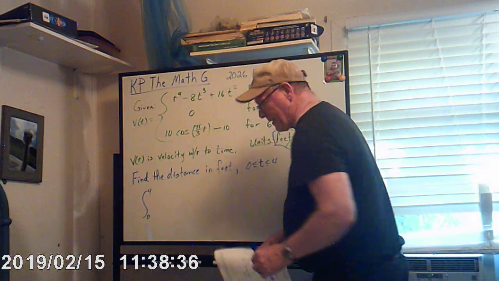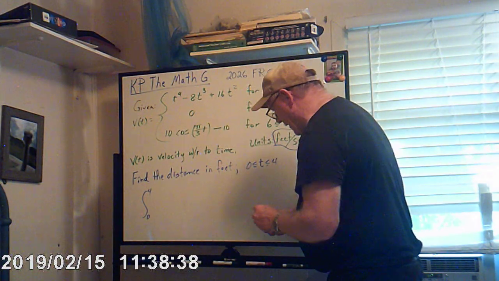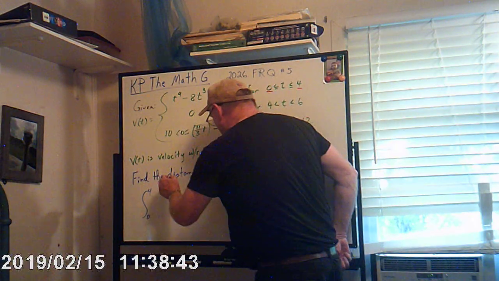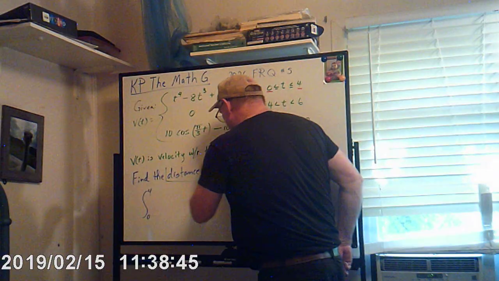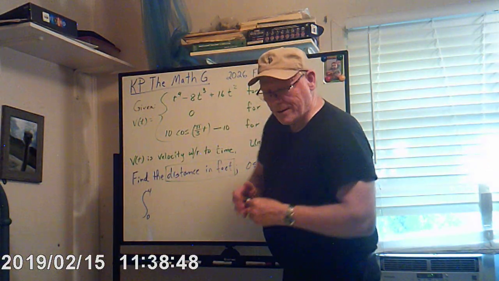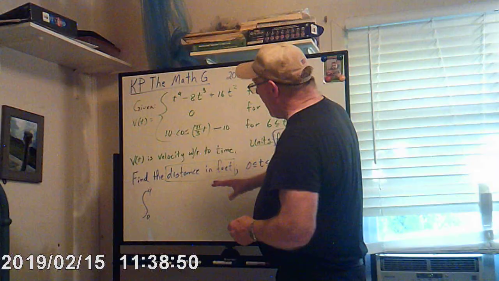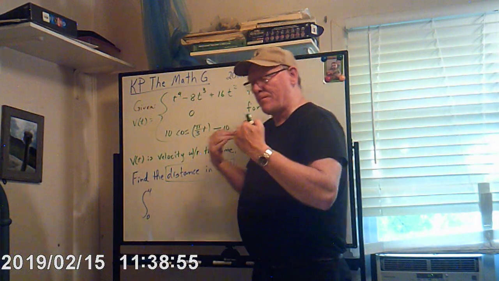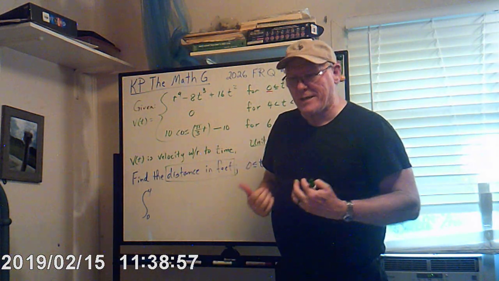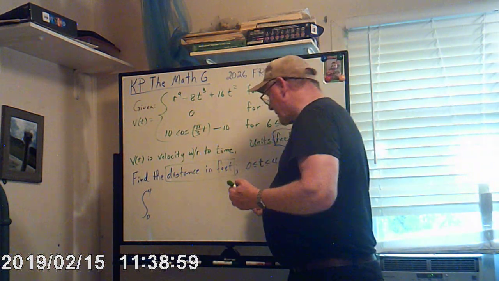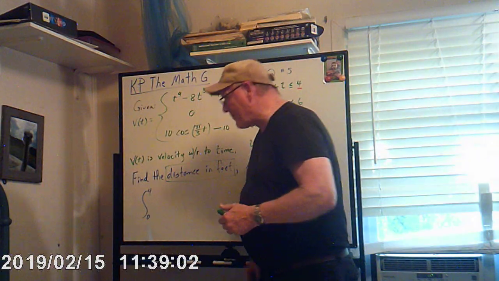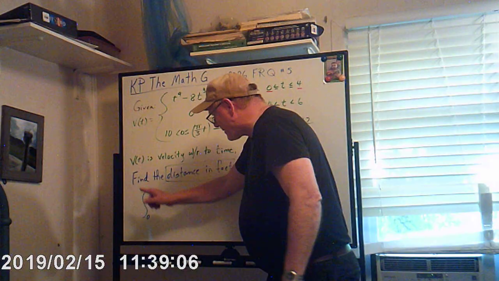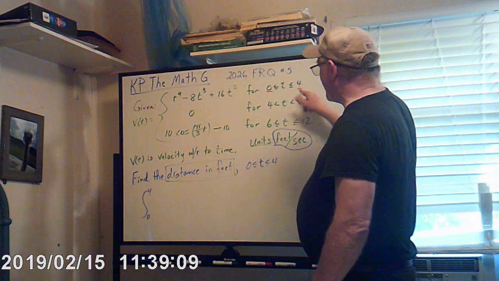And look at this. I am finding the distance. So I know when I see distance in feet, my answer is going to be in feet. Velocity is in feet per second, so I'm just going to take the second off, and I'll just be in feet. So I'm finding the distance. I need a definite integral. I know to go from 0 to 4.